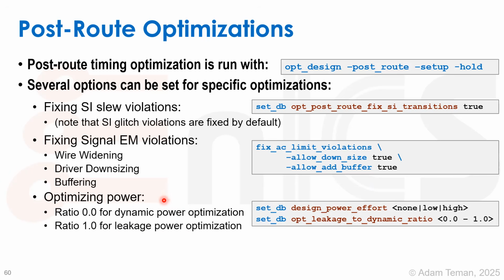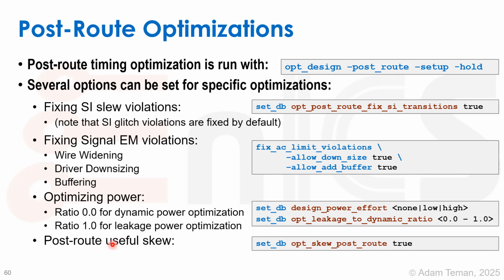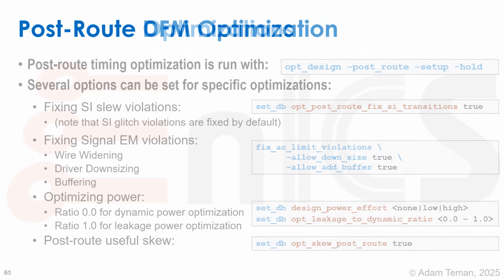And we can optimize power. So there's these different ratios for how much we want to fix dynamic power versus leakage power. And we do a set db design_power_effort none, low or high, and the opt_leakage_to_dynamic_ratio from 0 to 1. And then we would run that. And we can also apply post-route useful skew, which is using the set db opt_skew_post_route true option.